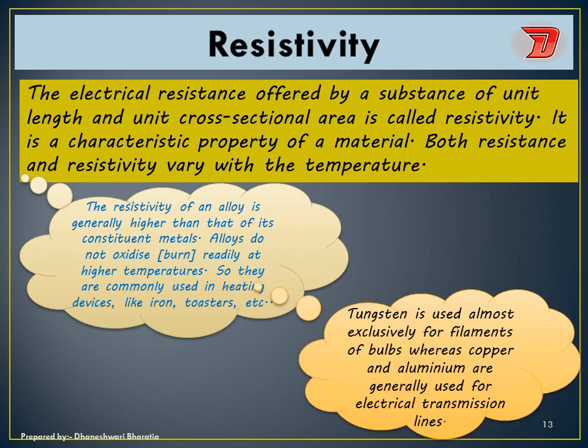This is also frequently asked in MCQs. Tungsten is used almost exclusively for filaments of bulbs, whereas copper and aluminum are generally used for electrical transmission lines. If you see the electrical wires connected with the poles outside on the roadsides, you must have seen they are usually made up of aluminum, and tungsten is used in the filaments.